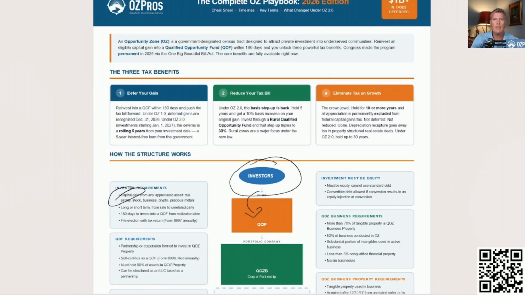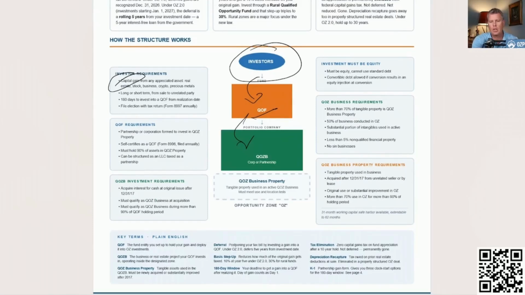Then your gain is going to run from your QOF down to your QOZB, which once again is probably going to be some kind of LLC taxed as a partnership. And after it gets down into your QOZB, you've got 31 months to spend that money. You've got to invest it inside of the 31 months, into qualified opportunity zone business property. That is dirt, buildings, equipment, whatever. Or if you're an actual business, that's payroll, spending money on the different things you have to do as an operating business.